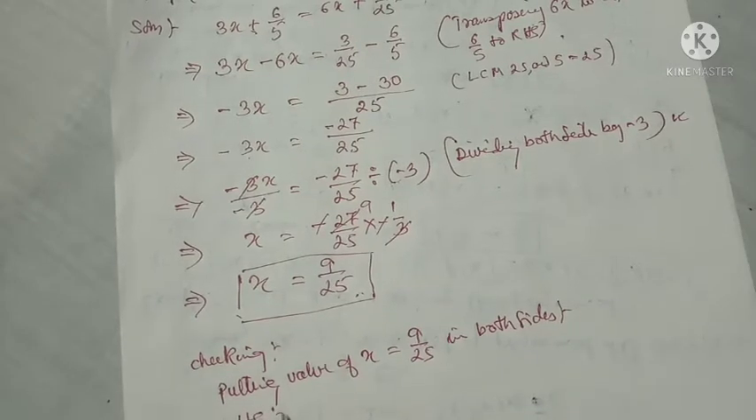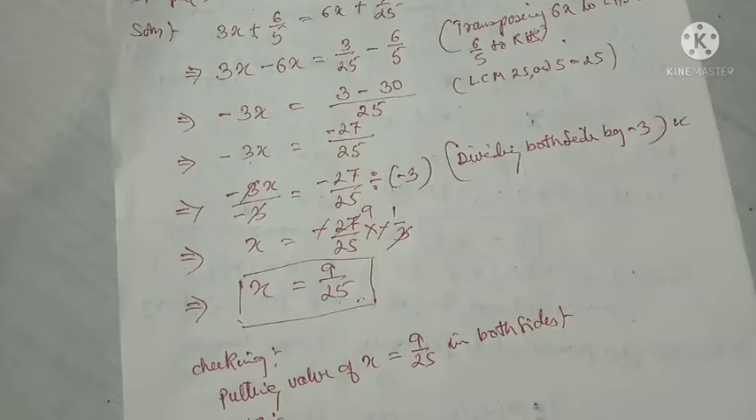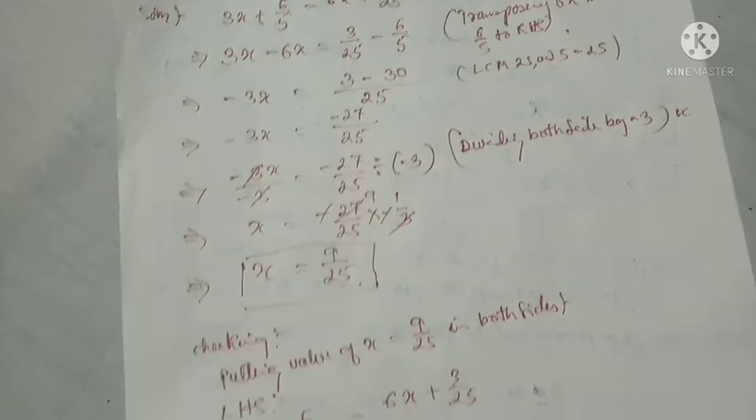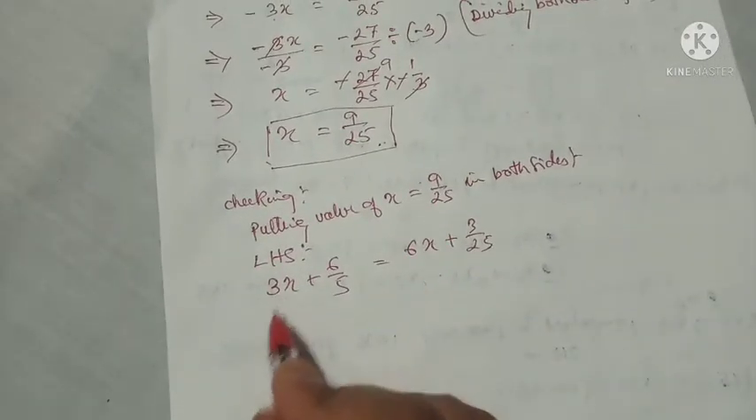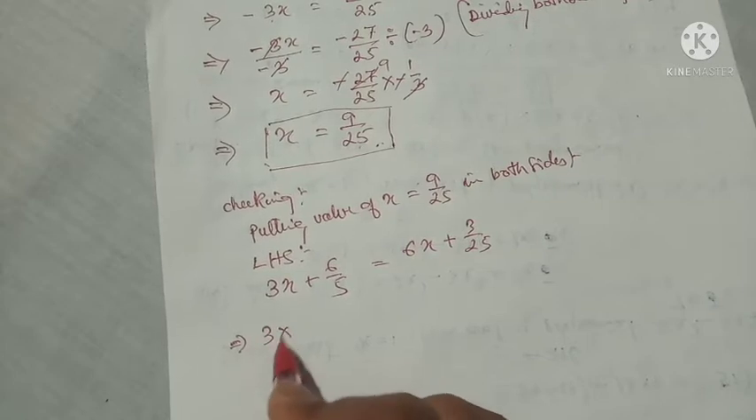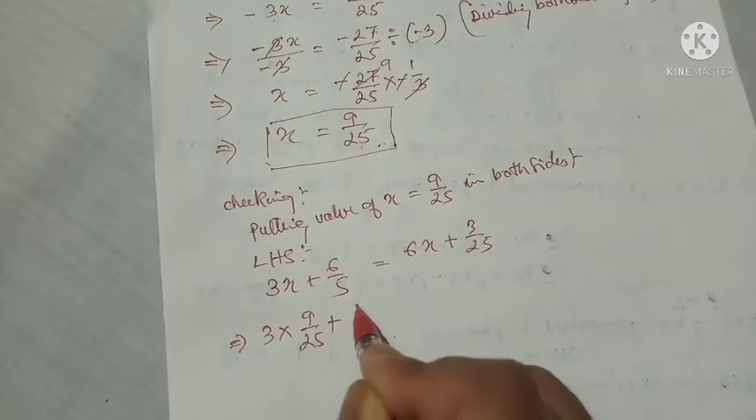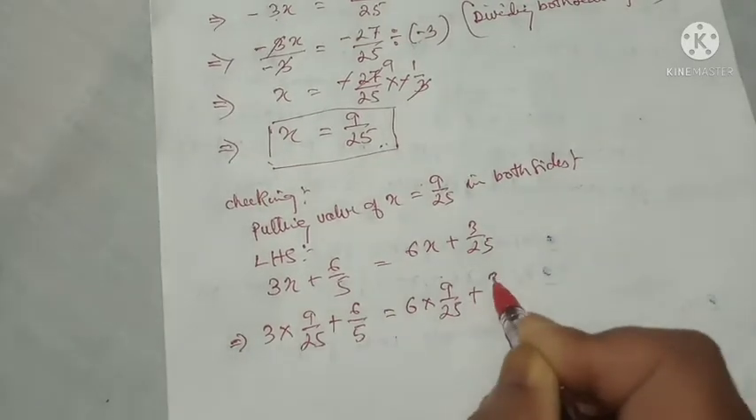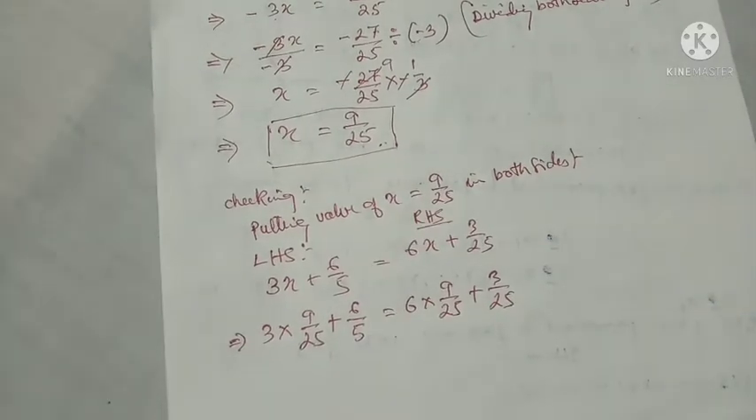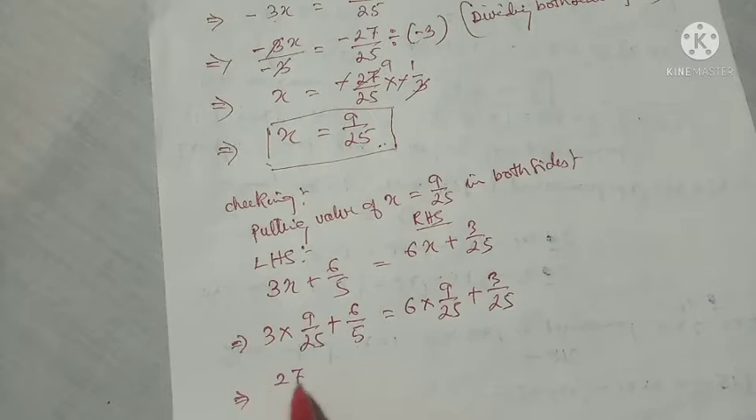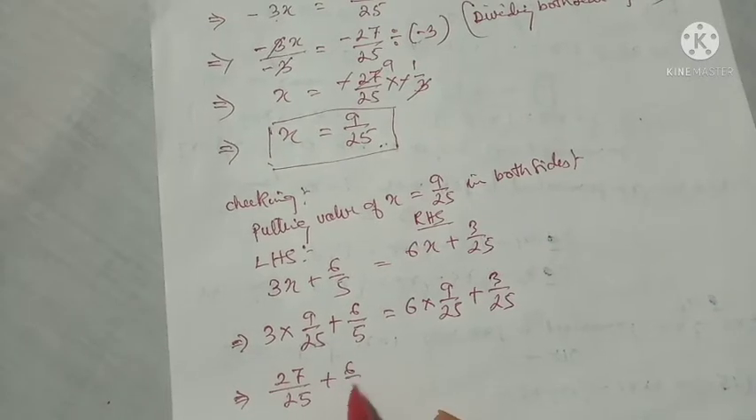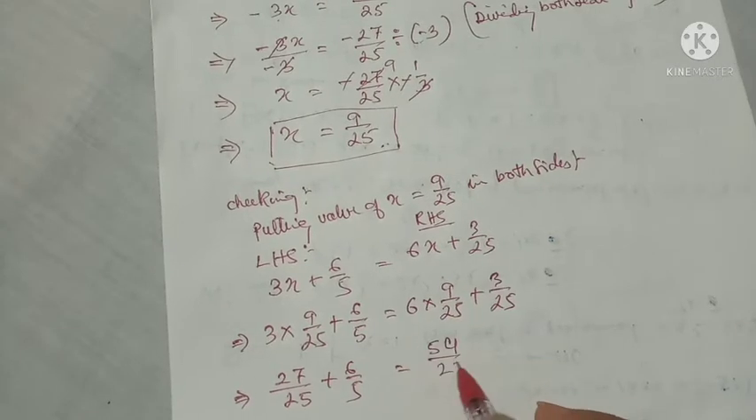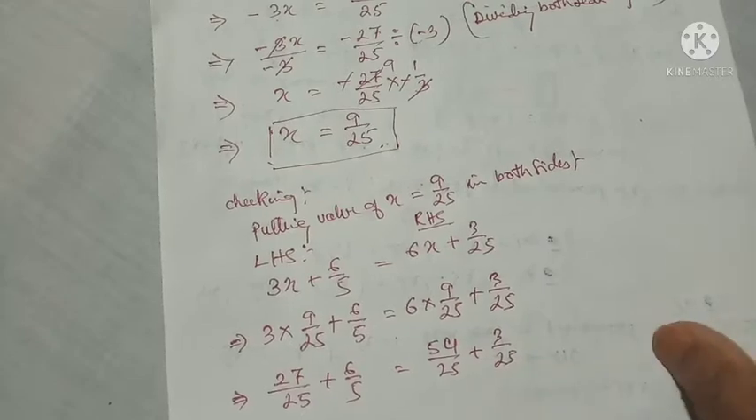In the left hand side, what is the answer? The equation is 3x plus 6 by 5, and in the right hand side, 6x plus 3 by 25. We have to replace x: 3 into 9 by 25 plus 6 by 5 is equal to 6 into 9 by 25 plus 3 by 25. Here in this case, 27 by 25 plus 6 by 5, and here 54 by 25 plus 3 by 25.